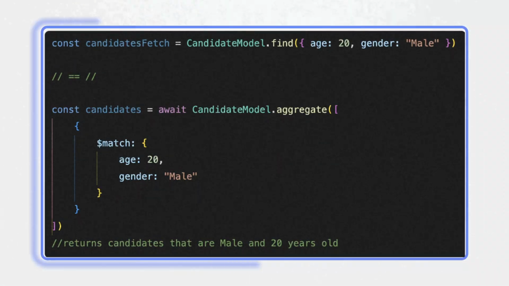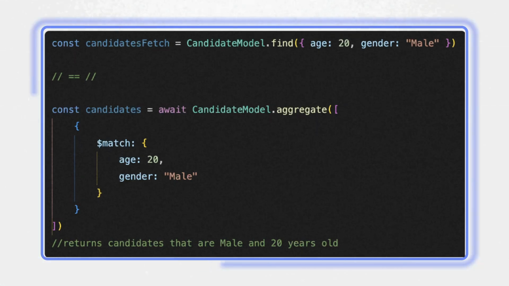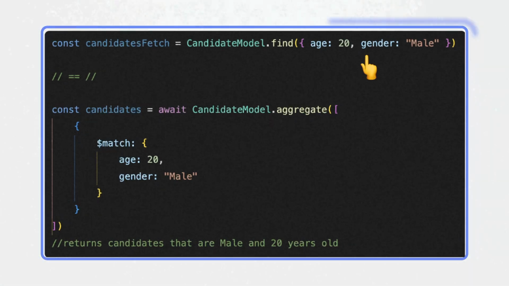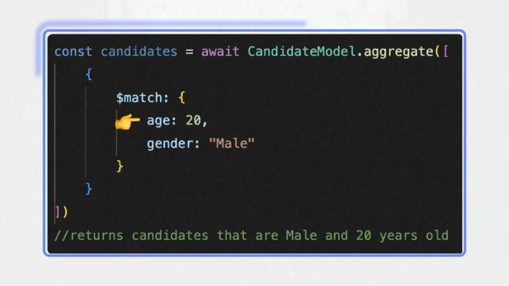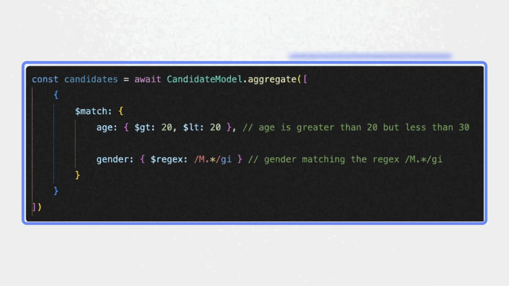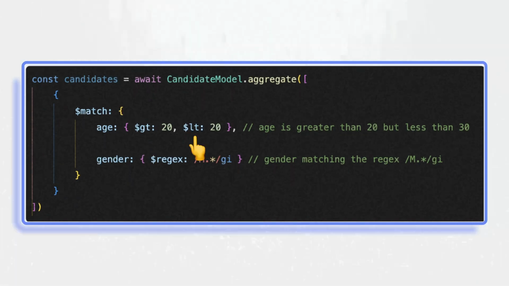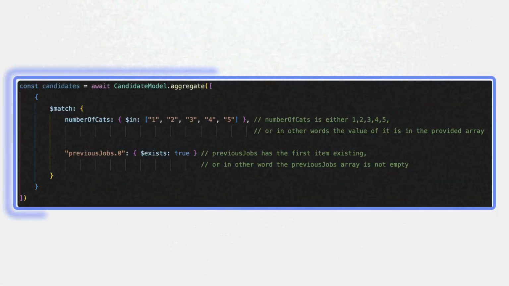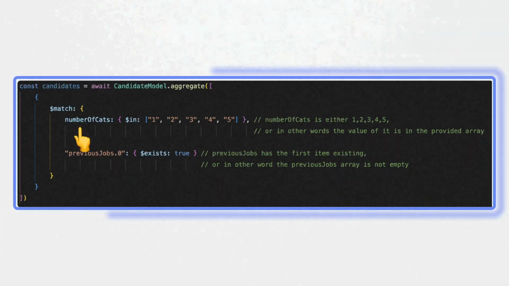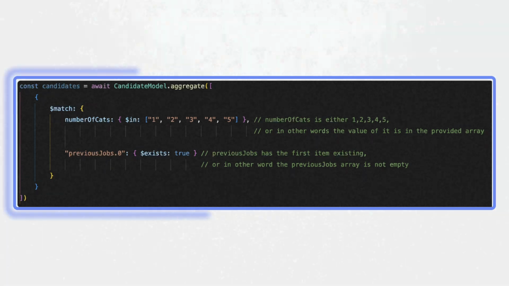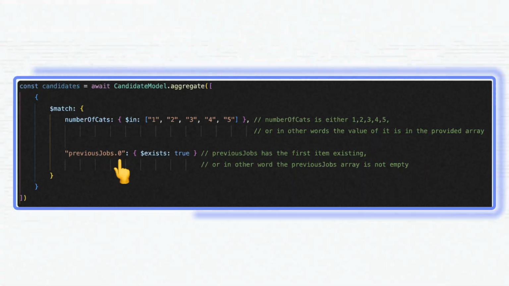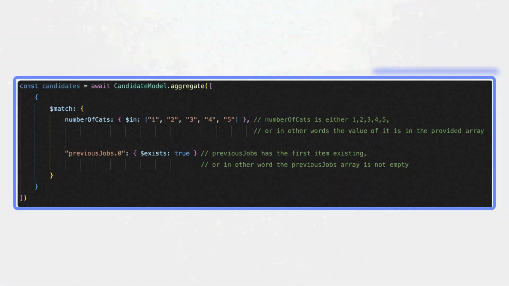Number one is match. This works like the find function and it lets you query objects based on different criteria. Every object that you pass in the find function can be passed in the match aggregation. This can be simple criteria like the property equals value, or much more complex criteria like greater than, less than, or regex. You can work with arrays. In the first line, we match the property number of cats with any item from the 1, 2, 3, 4, 5 array. And in the second line, we match every record where the first item of the array previous jobs exists, meaning the array is not empty.